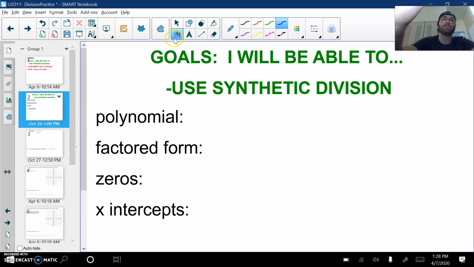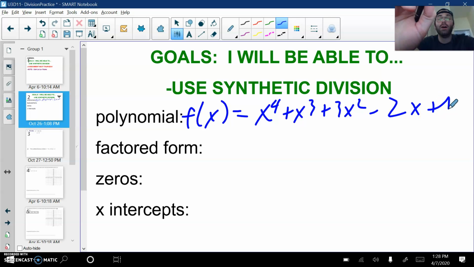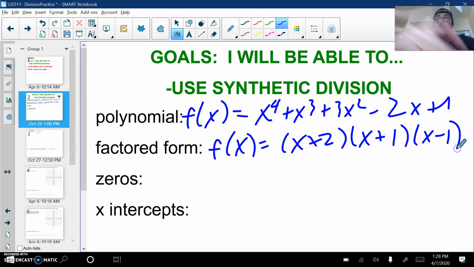Today, our goal is to be able to use polynomial division. A couple things I want to talk about before we do that. Polynomial, like what it looks like. An example of a polynomial could be something like this. That's an example of a polynomial. Factored form of a polynomial, if you're ever asked for that, is something like this.